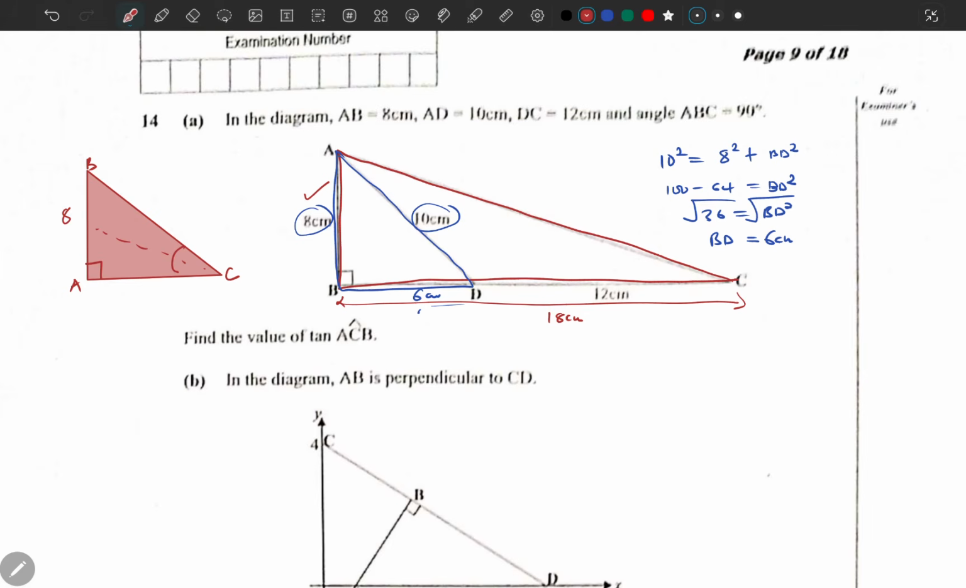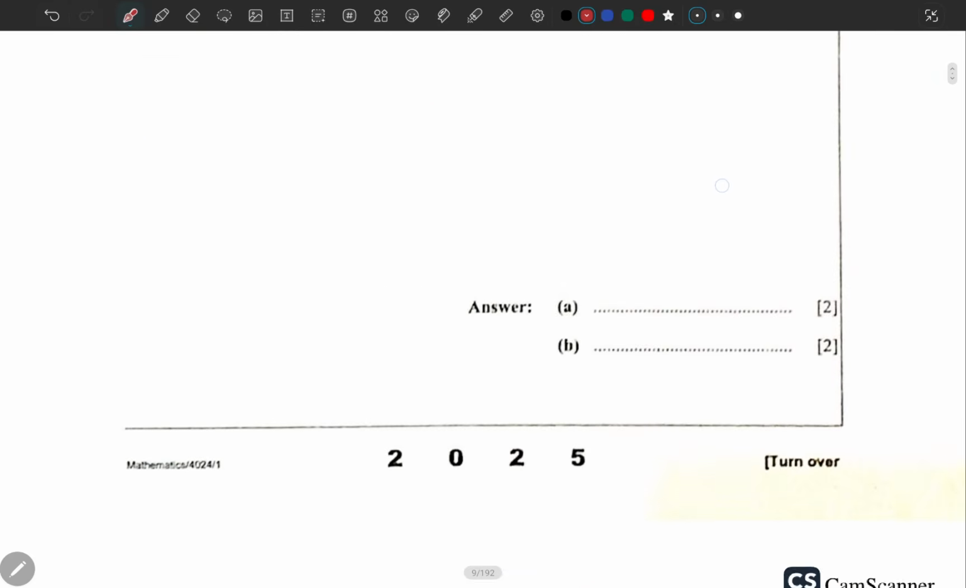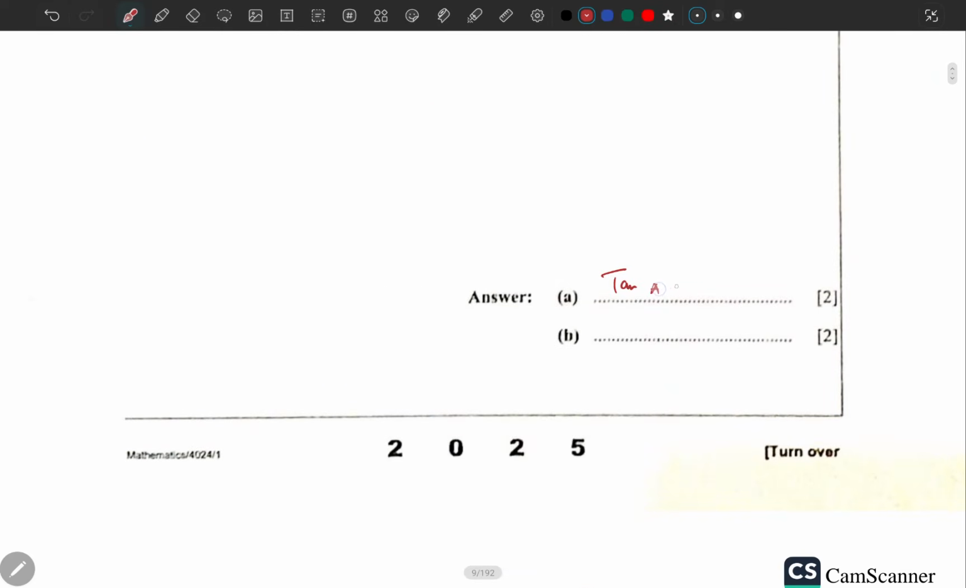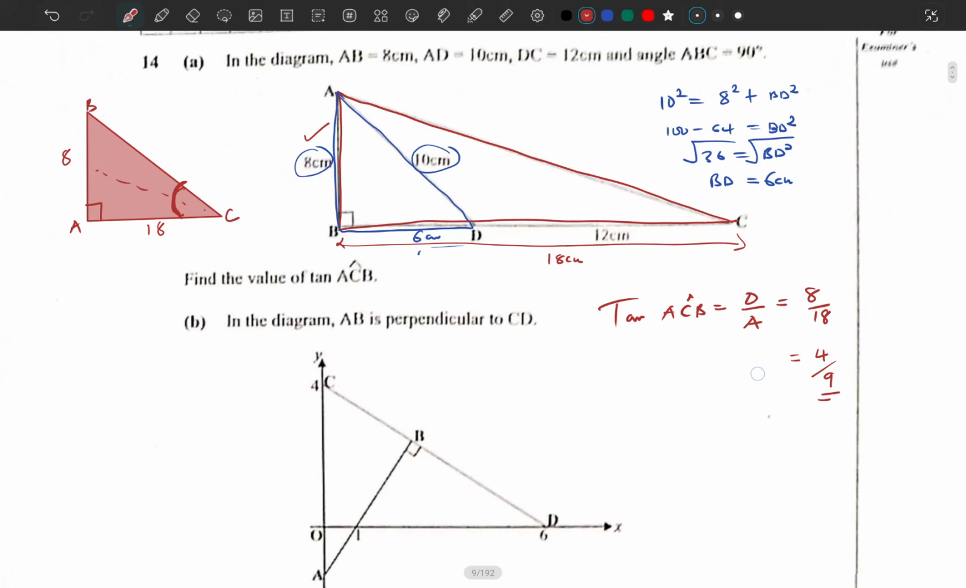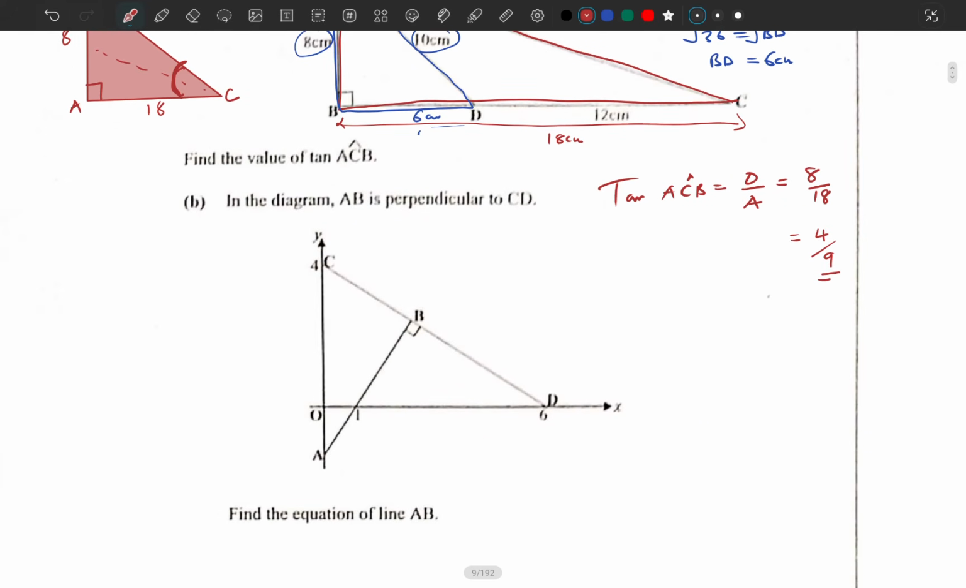We are now having 8, and now we have 18, and now we are looking for this one here. Tan ACB is equal to opposite over adjacent. Opposite is 8, adjacent is 18, meaning we have 4 over 9. You come here, you write: tan ACB is equal to 4 over 9. That's all. Look at the questions that you've been finding difficulties. Is it just you, or someone hasn't explained to you the right way?